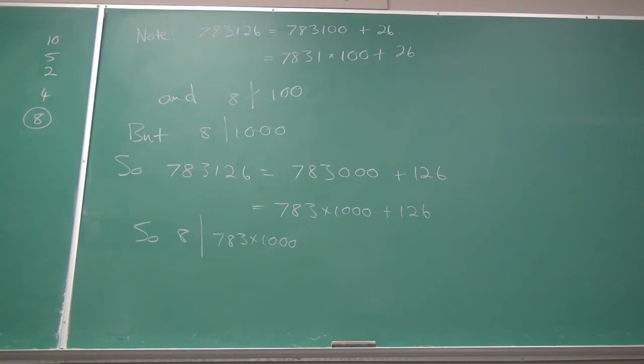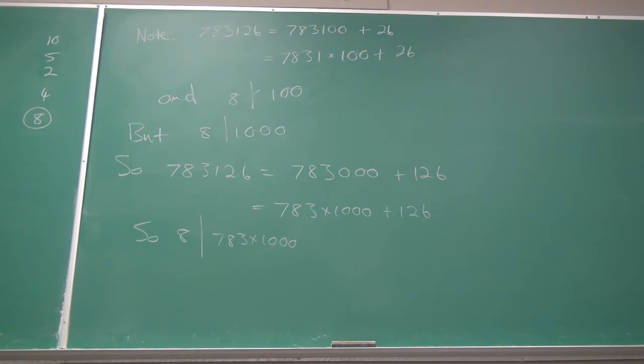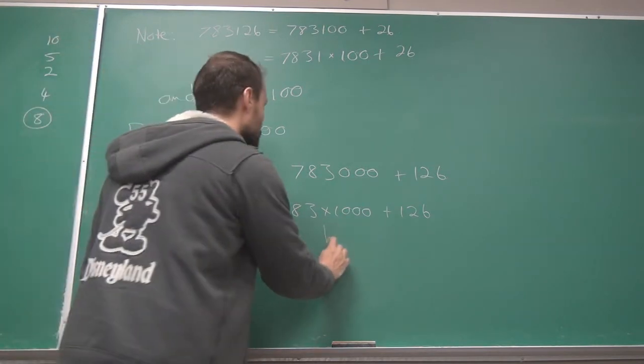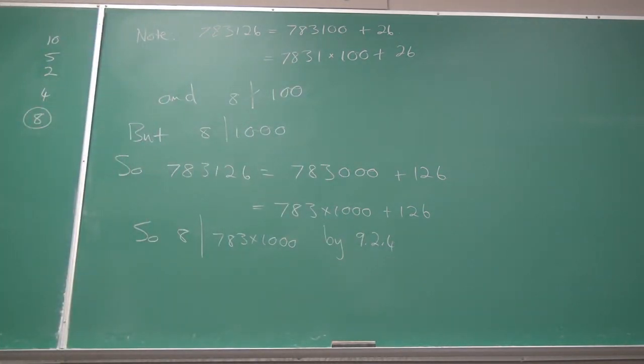Which proposition allows me to say that? Some don't have the book open. That is not my problem. If you look in the book, we've just discussed it. Which proposition allows me to say that if I know 8 goes into 1,000, I can conclude that 8 goes into 783 times 1,000? 9.2.4. So let's write that down. Not that you have to know these, but just to be aware that they come from general statements allowing me to say something about my specific example.